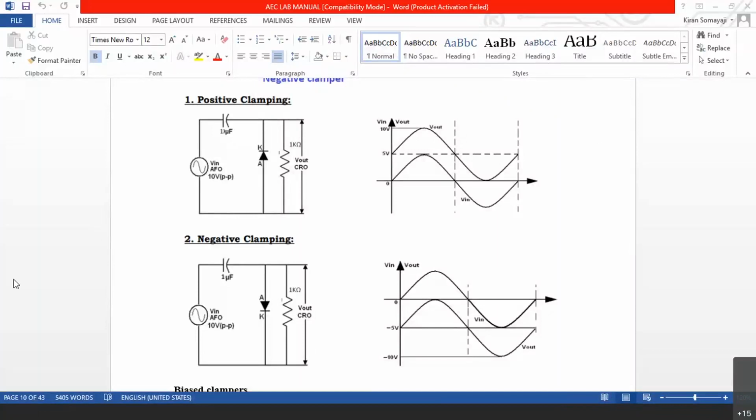We had discussed clipper circuits and clamper circuits till now. The clamper unbiased circuits we had discussed in the last lab class. Just to make you recall, I had told you about something called tau. Tau is the time constant. Tau equals R into C, and T equals 1 by F.